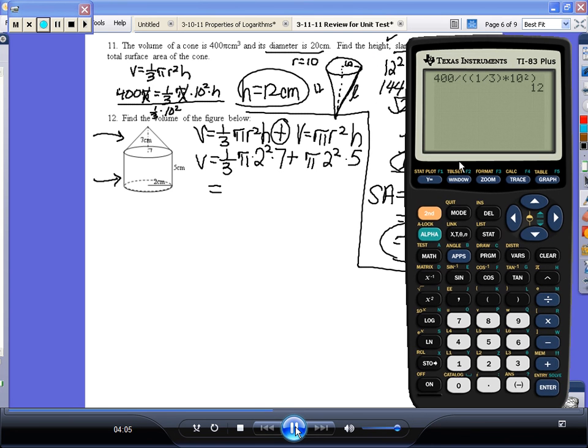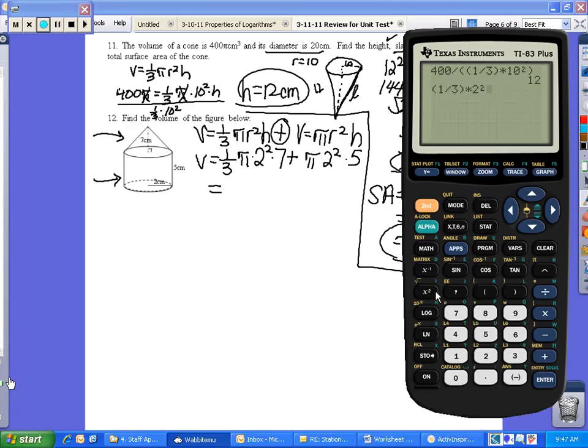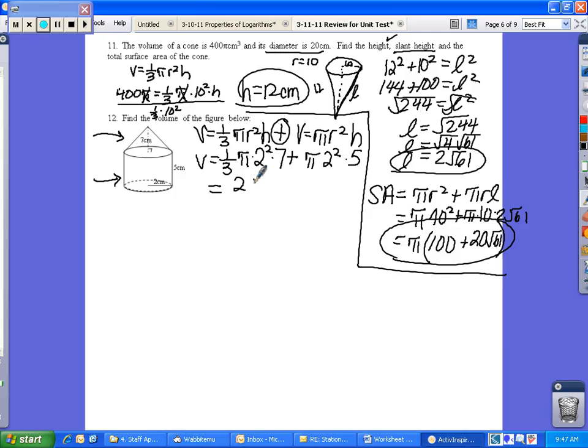And again, you can use your calculator to do that. 1/3 times 2 squared times 7. Again, you get a number that's a decimal, so put it into a fraction, which is 28/3 pi, plus 2 squared times 5 is 20 pi.